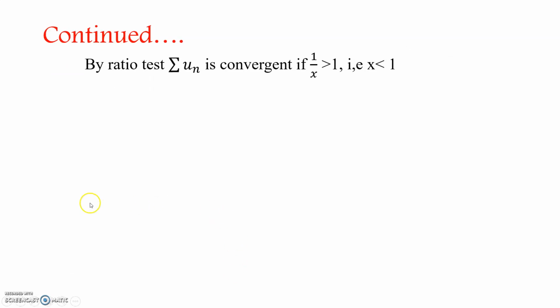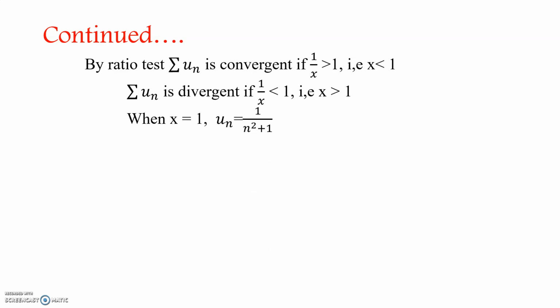Now we have to give the value for x. By ratio test, summation un is convergent if 1 by x is greater than 1, that is, x is less than 1. If x is less than 1, summation un is convergent. And summation un is divergent if 1 by x is less than 1, that is, x is greater than 1.